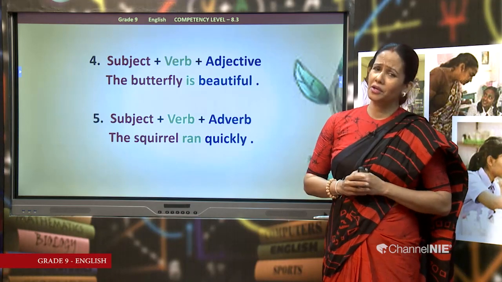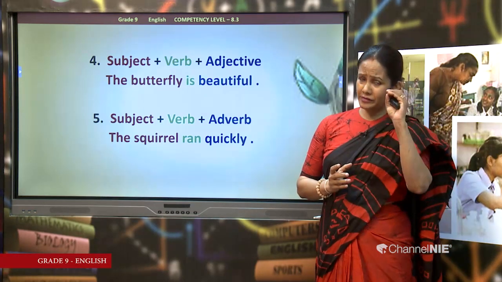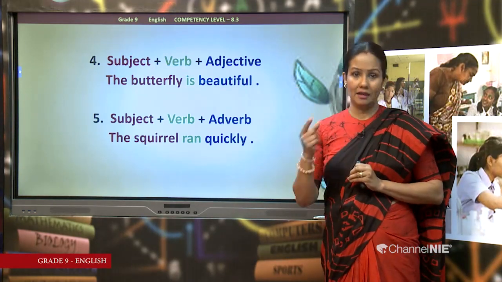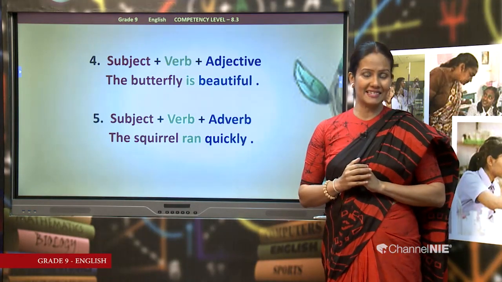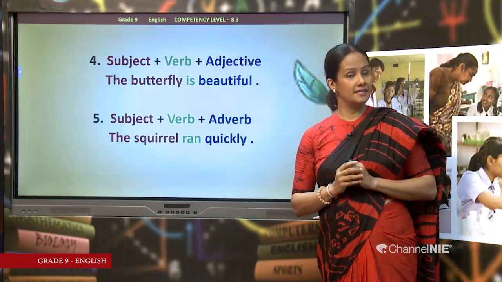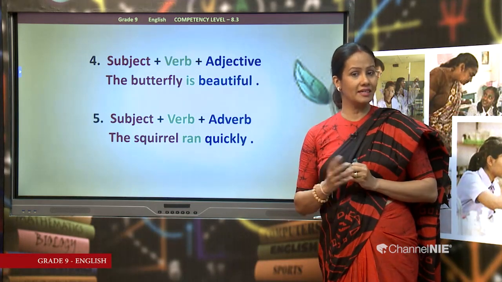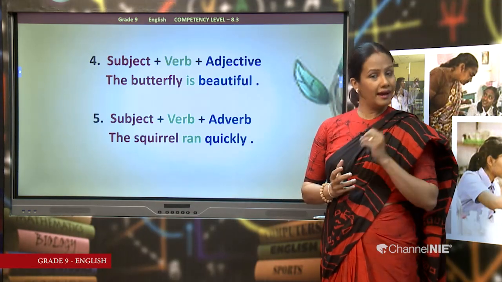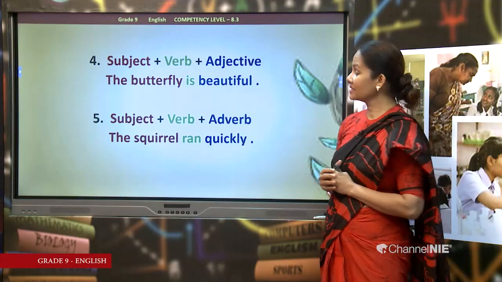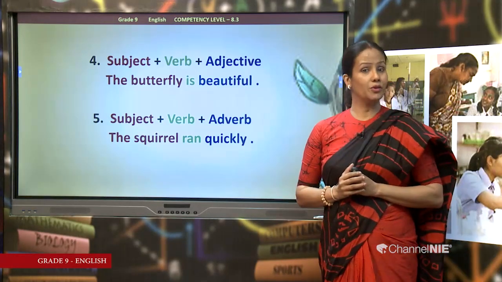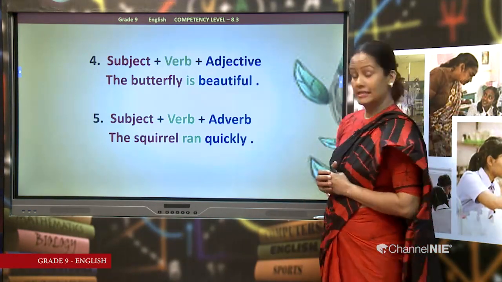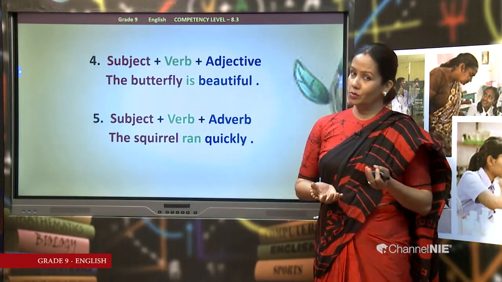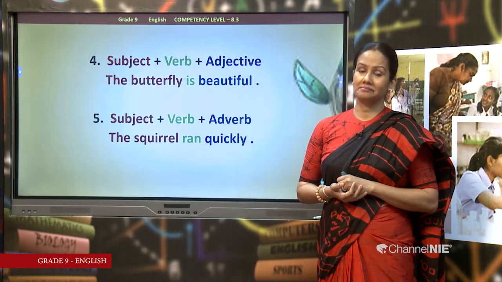I hope you can understand there are different sentence patterns, though we are writing it, we do not realize it. But now you can understand, yes, these are the sentence patterns we are using in our English language writing or speaking. Okay? And we will go to the last one, which again I know you know very well. Subject, verb and adverb.